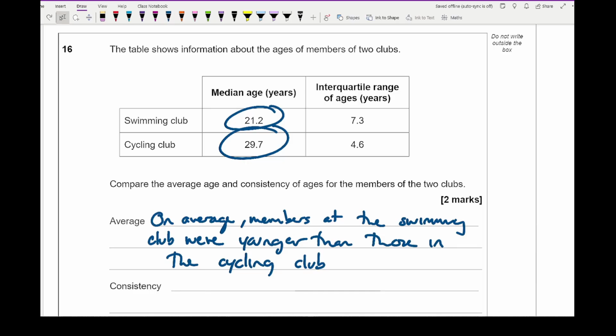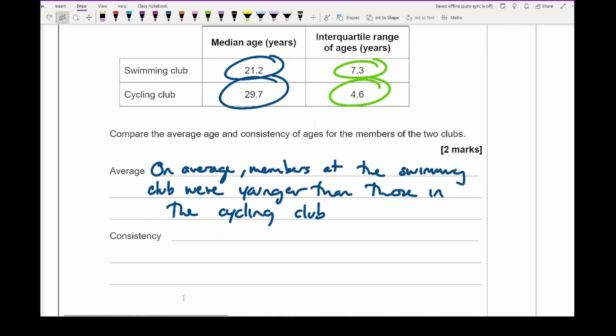Now, of course, with this particular question, you could have said the opposite. You could have said that the members of the cycling club were older than the swimming club, but as long as you use the words on average, then that's absolutely fine. Now, when it comes to consistency, there we are comparing the interquartile range. And the smaller the interquartile range, the more consistent the results are.